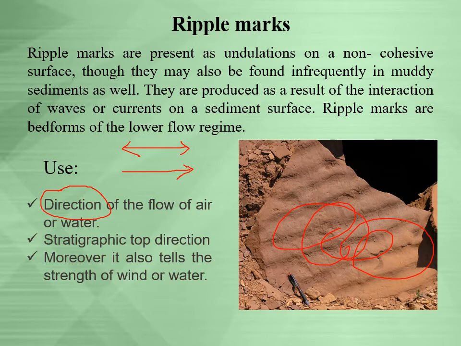Secondly, these ripple marks can give you an indication about the stratigraphic top, that means which way the rock record is younging. That is, the law of superposition can be well established from this sedimentary structure. Thirdly, these ripple marks will tell you about the strength of the flowing medium, particularly the wind and water, that means the energy condition of the flowing medium. So with changing energy condition, changing strength of the flowing medium, some definite morphology, some definite characters of this feature will change, that I will explain later in a few slides.